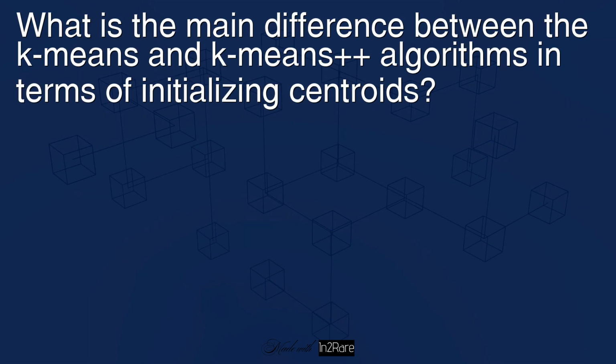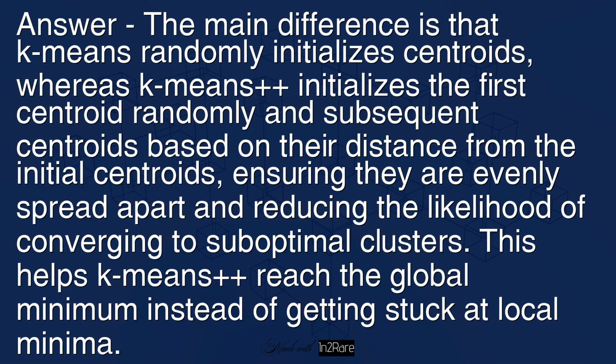What is the main difference between the k-means and k-means++ algorithms in terms of initializing centroids? Answer: the main difference is that k-means randomly initializes centroids, whereas k-means++ initializes the first centroid randomly and subsequent centroids based on their distance from the initial centroids, ensuring they are evenly spread apart and reducing the likelihood of converging to suboptimal clusters. This helps k-means++ reach the global minimum instead of getting stuck at local minima.